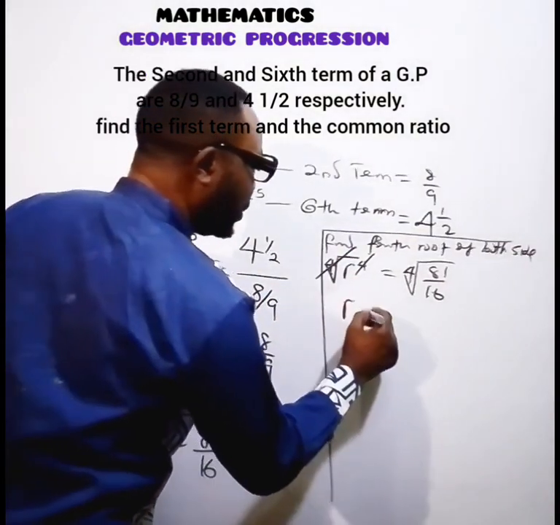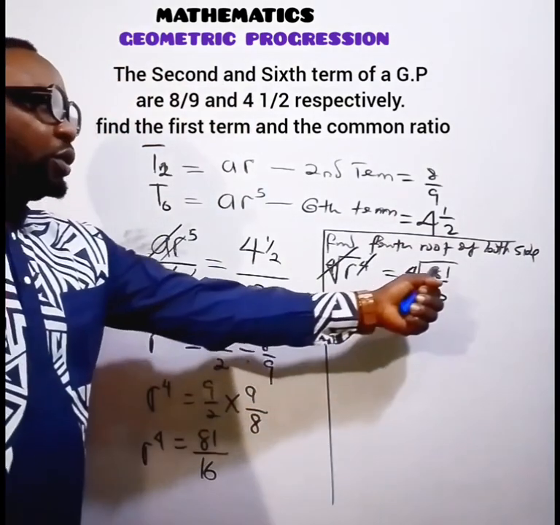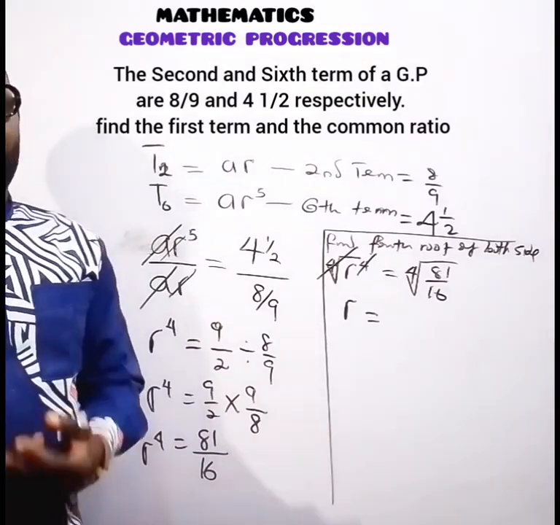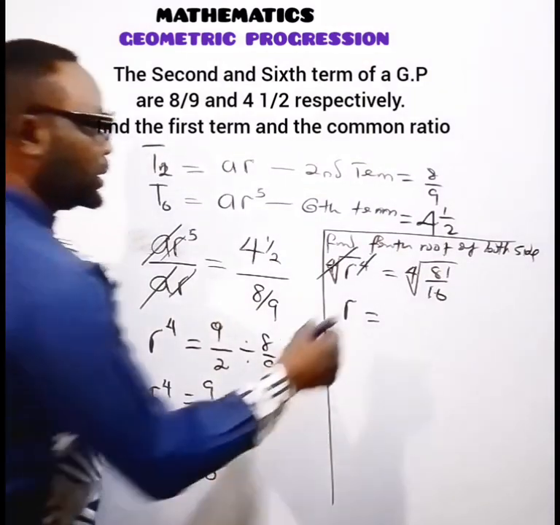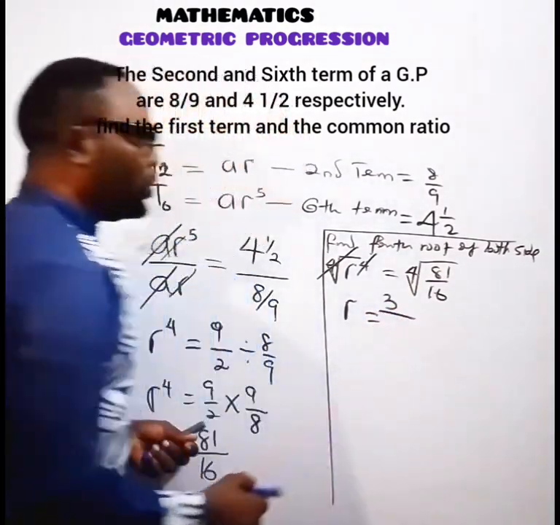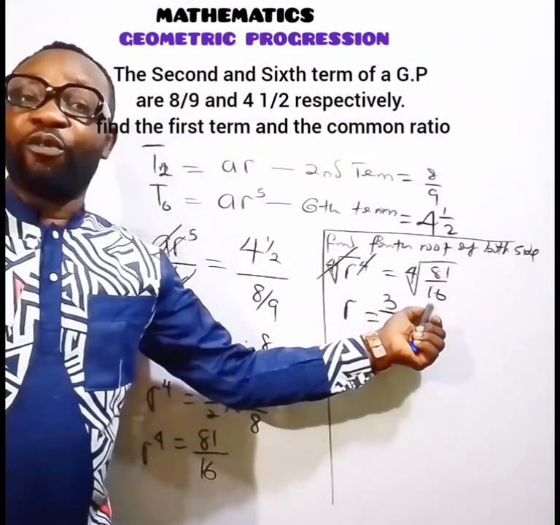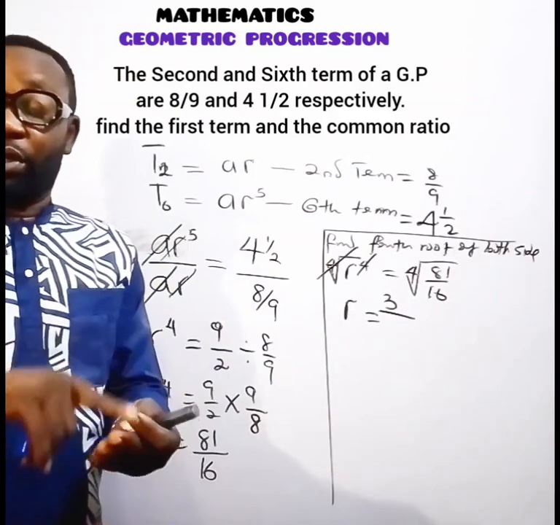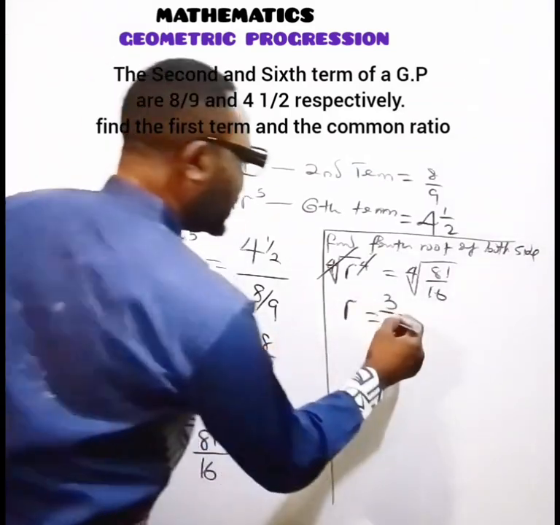So it becomes R is equal to, what is the fourth root of 81? What is the value that you multiply with one another to get 81? That will be equal to 3 over, what is the value you multiply with one another 4 times to get 16? That will be 2 times 2, 4 times 2, 8 times 2, 16. That is 2.